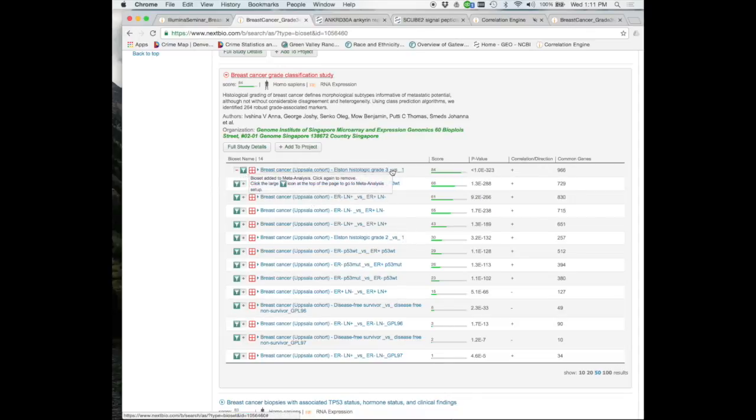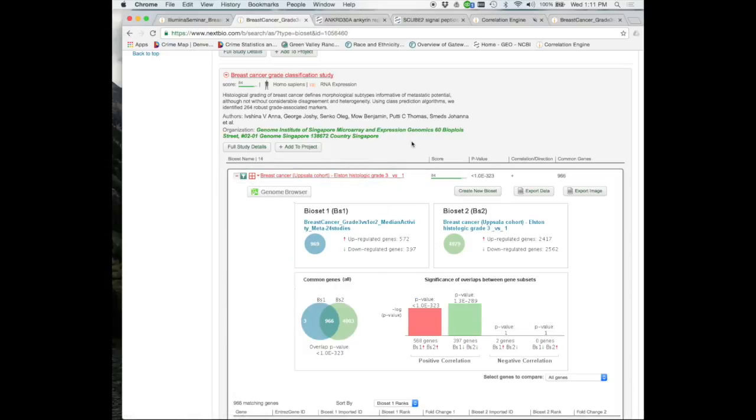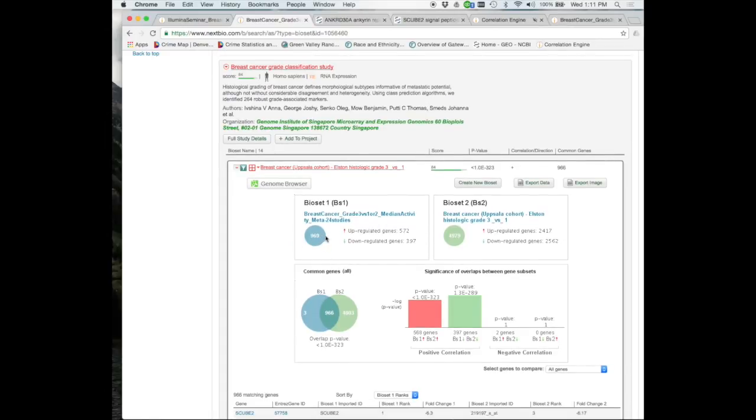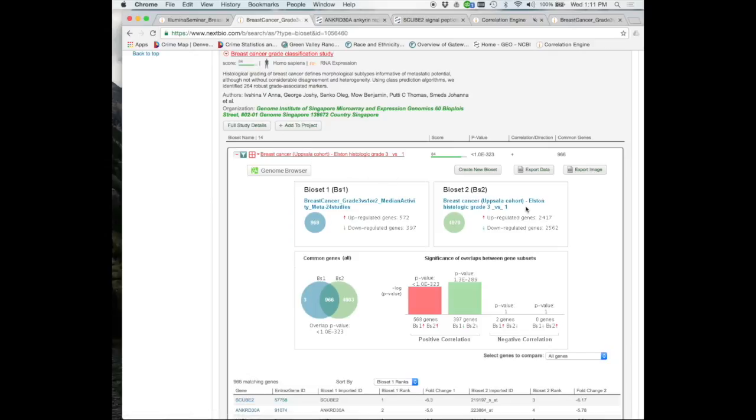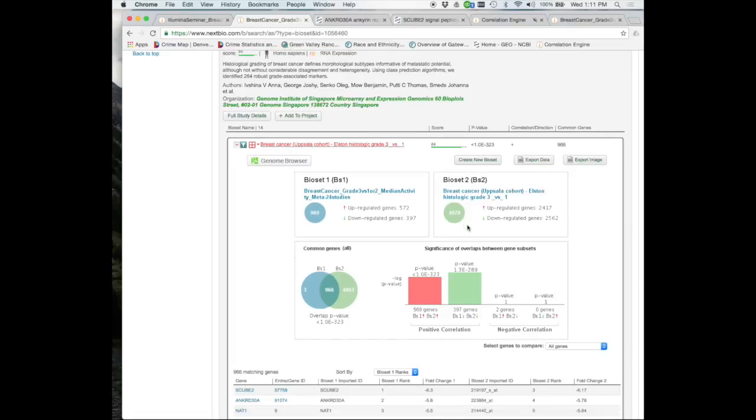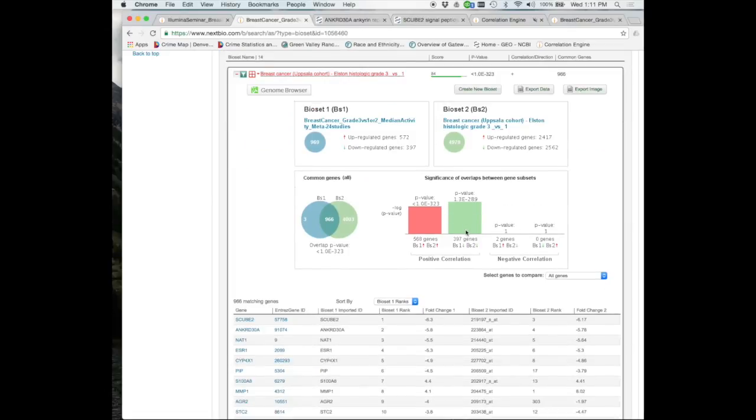If I click on this, it's telling me why it's bringing up this study. So in my list, I had 969 genes in my gene list. 572 of them were upregulated and 397 were downregulated. In this list, this is breast cancer, histology grade 3 versus 1. They had 4,979 genes that were differentially expressed. My gene list is getting grouped with theirs because when I combine them, out of my gene list, all of them except 3 were found in the other data set.